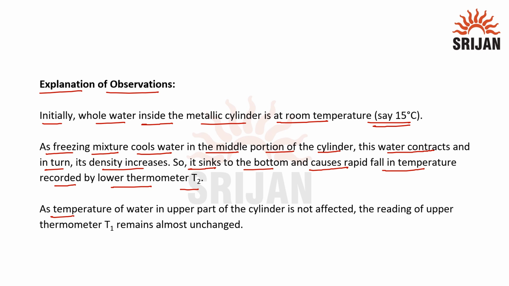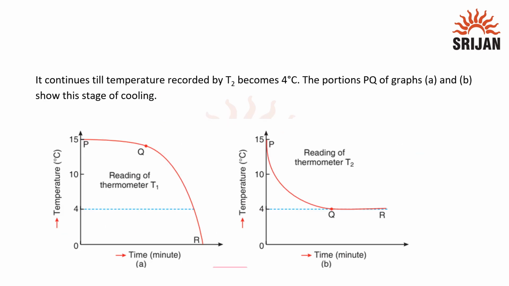As the temperature of water in the upper part of the cylinder is not affected, the reading of the upper thermometer T1 remains almost unchanged. And this continues till the temperature recorded by T2 becomes 4 degrees Celsius. The portion PQ of graphs A and B shows this stage of cooling. So this is the portion PQ and here we have the portion PQ.